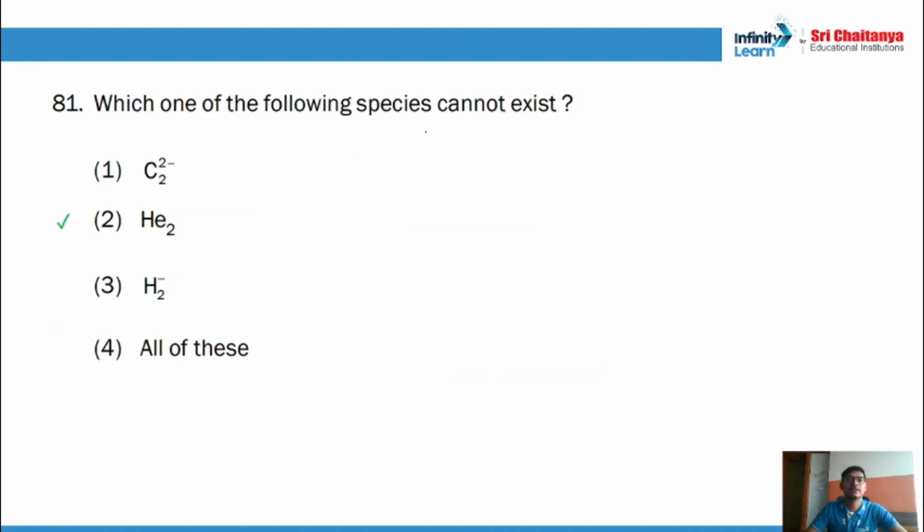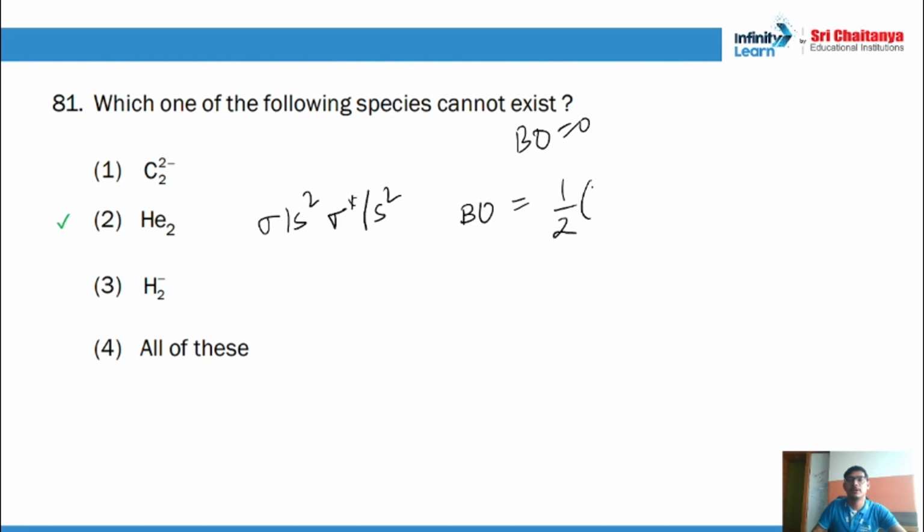Which of the following species cannot exist? The one which has a bond order of 0. For helium, you will find that its configuration is sigma 1s2, sigma star 1s2. Bond order is half of the number of bonding electrons minus the number of anti-bonding electrons. Basically, there is no bond between two helium atoms, so its bond order is 0. It cannot exist.